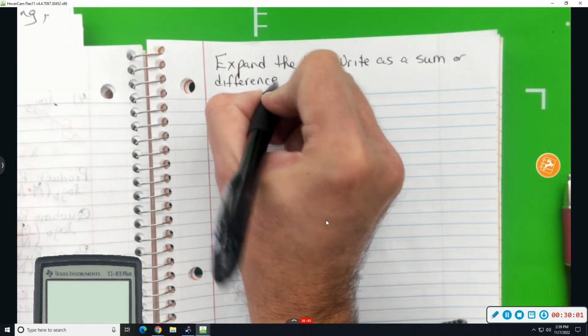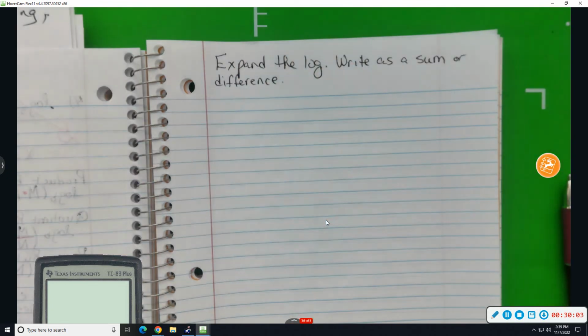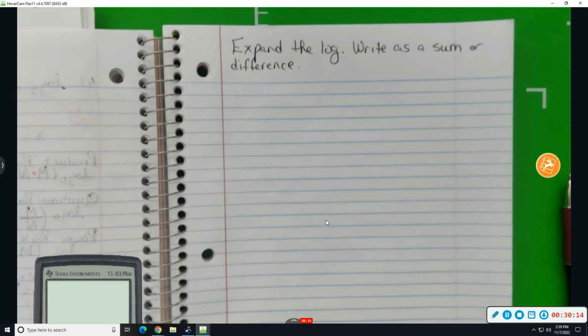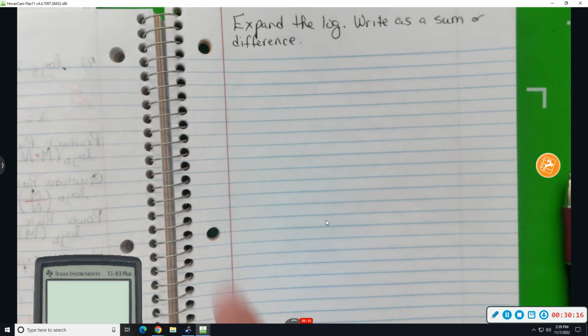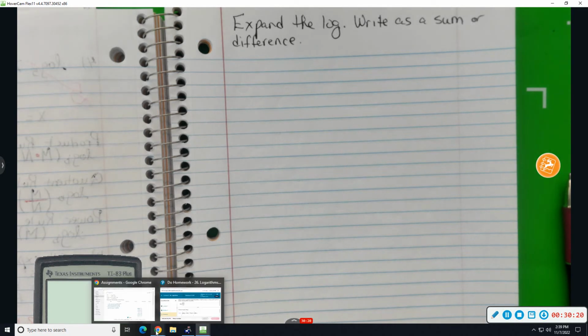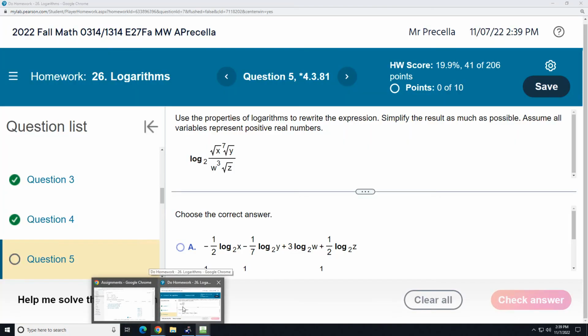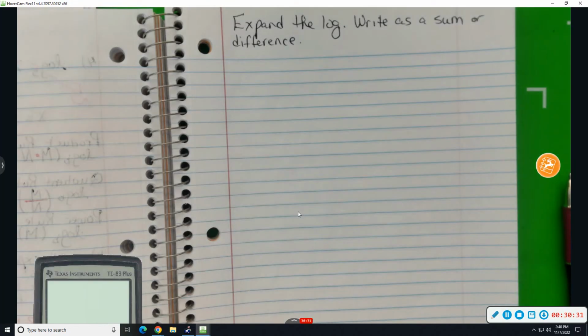Back in the olden days when one person wrote a book, all the stuff could be consistent. But here, you know, there's different people writing every one of these little problems all over the world. So sometimes it'll say expand. Other times it might say write it as a sum or difference. What did number 5 say? It just says use the properties to rewrite it. Okay, well, the formal definition of what we're doing is called expanding.